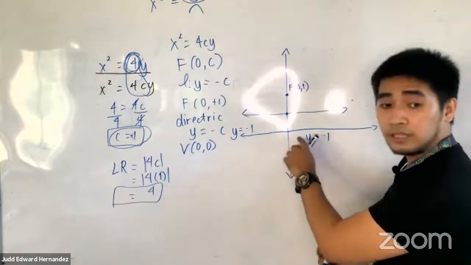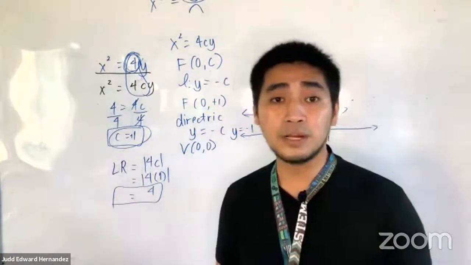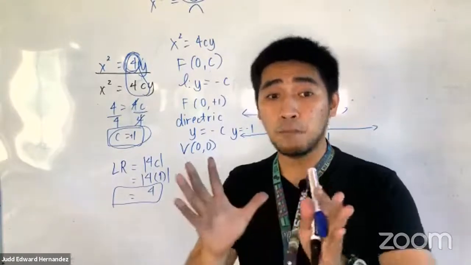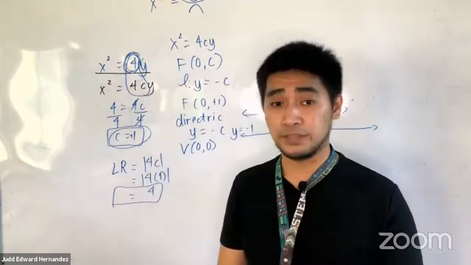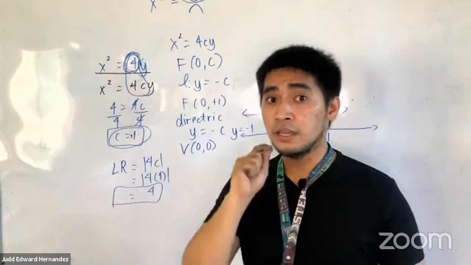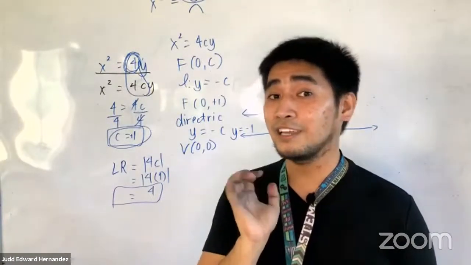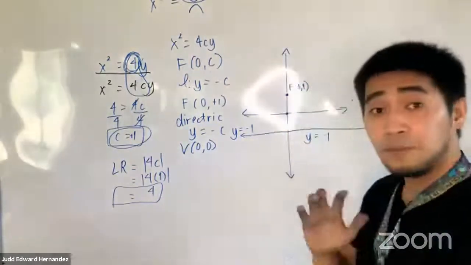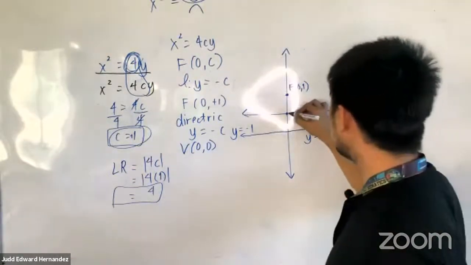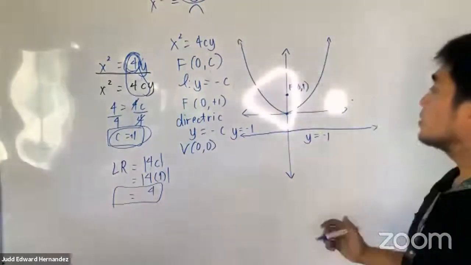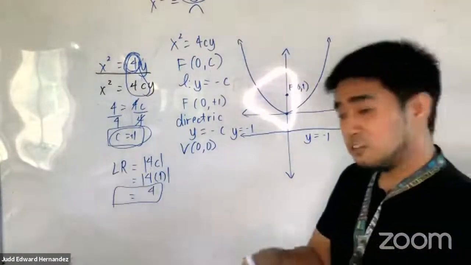Dahil nasa baba yung directrix, asahan mo na hindi na bubukas pababa yung parabola. Asahan mo na yung parabola natin is mag-open upward kasi yung focus nasa taas ni vertex. Tatandaan natin yun na pag yung focus nasa taas ni vertex, yung parabola natin is opening upward. So drawing na natin yung parabola. This is our parabola. Okay, so asaan ngayon yung latus rectum?